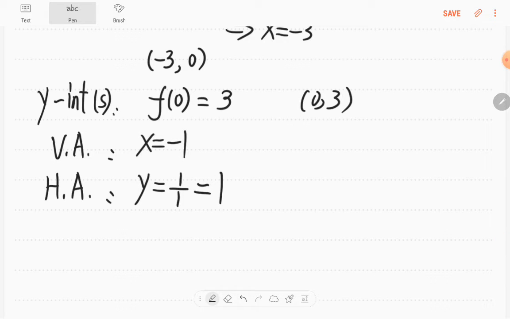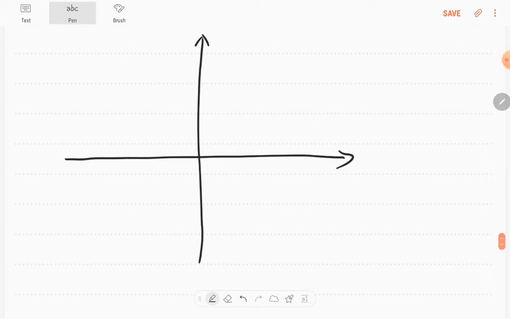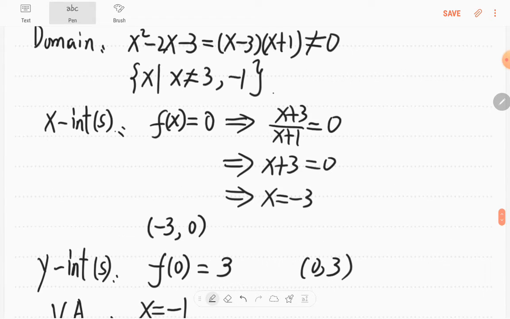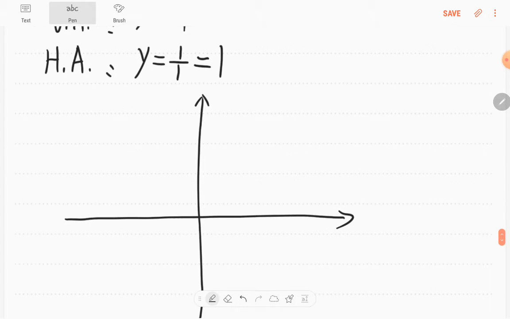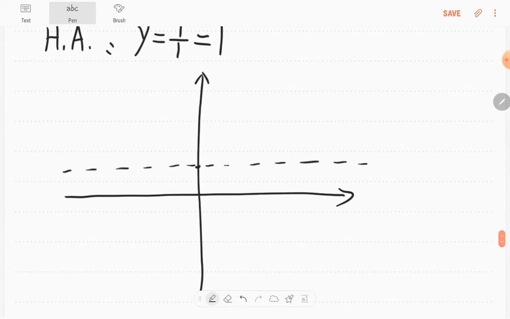Okay, so now let's try to sketch the graph. The x-intercept and y-intercept can help you to sketch the graph. The first thing, let's look at the horizontal asymptote, which is y equals 1. So this is the horizontal asymptote. The vertical asymptote, x equals -1. This is 1, this is -1. So we have this one, right?